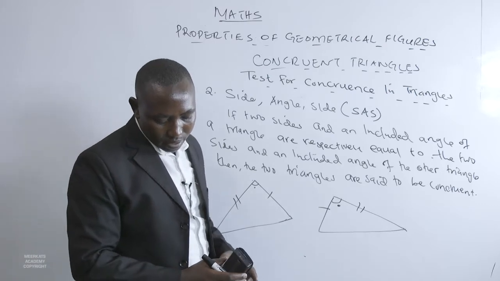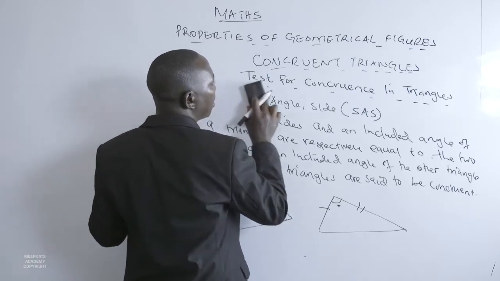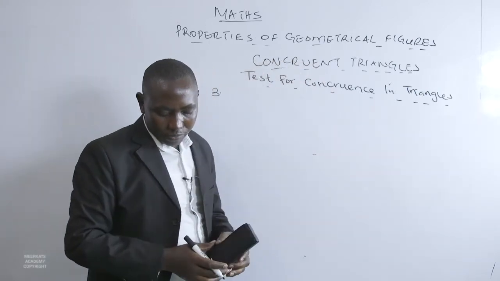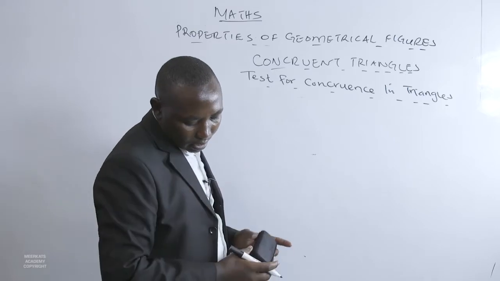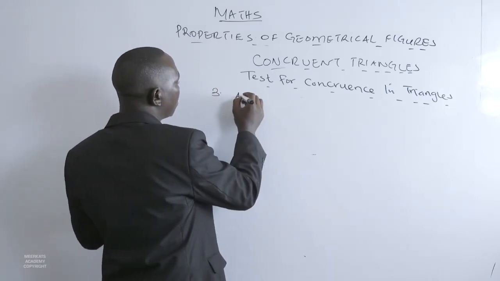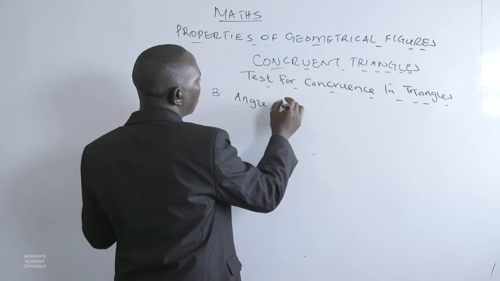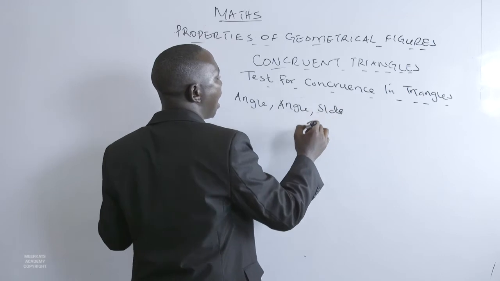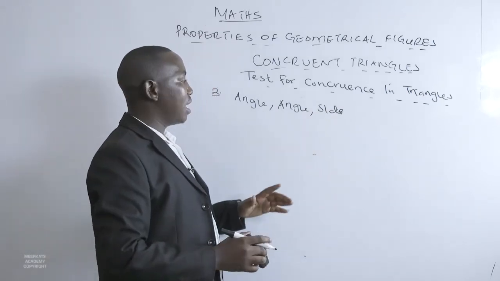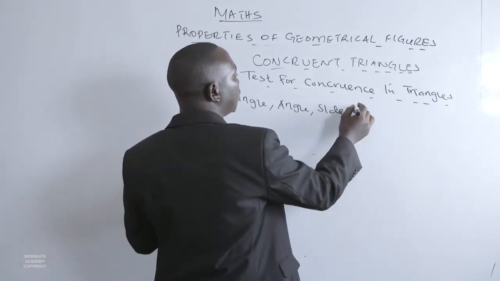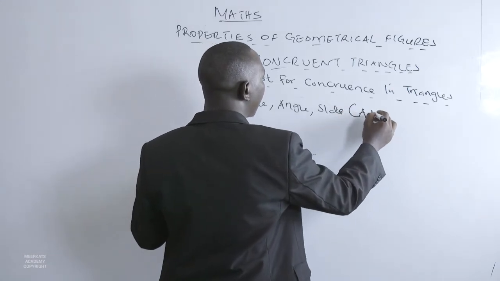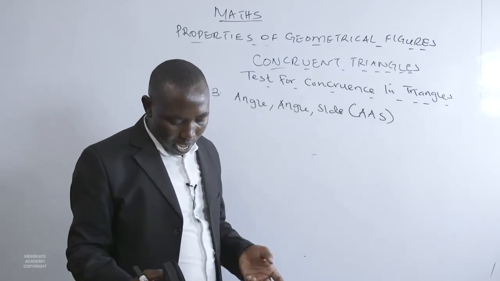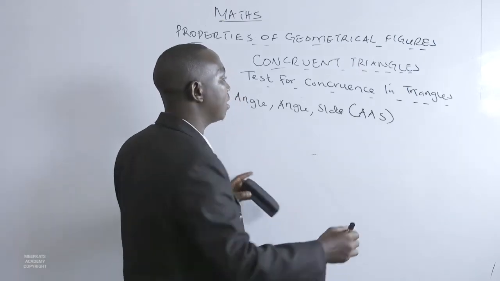We have the third test for congruency. With the third test for congruency, this is now the angle side, which we can shorten to AAS, where we now consider the two angles and one side test.